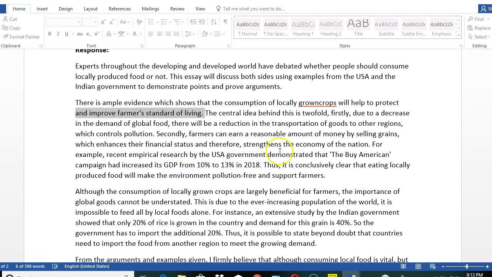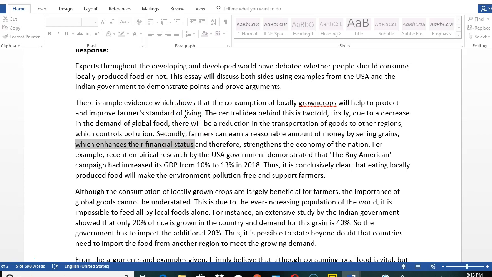Secondly, farmers can earn a reasonable amount of money by selling grains, which enhances their financial status and therefore strengthens the economy of the nation. Okay, it enhances their financial status, does contribute to their standard of living. Okay. But strengthens the economy of the nation. This part of your reason again contradicts your main idea expressed in the first sentence.